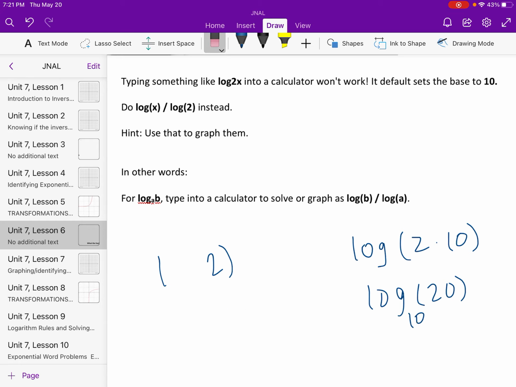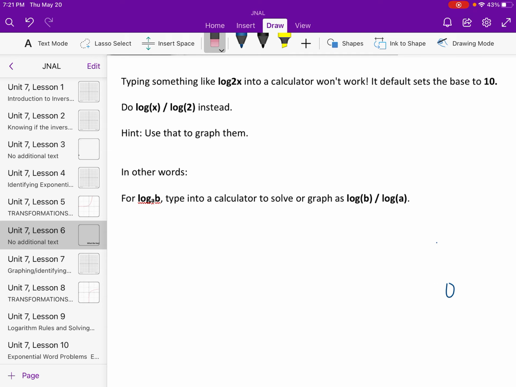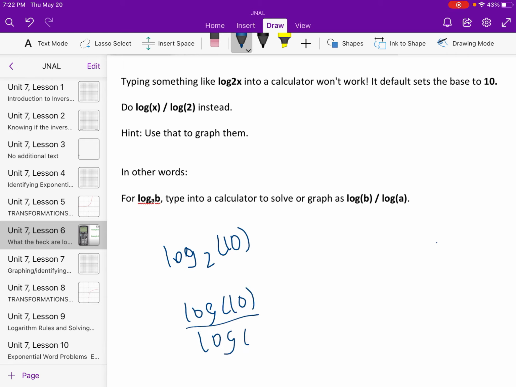So instead, if we were going back to this, where we have log base 2 of 10, you need to do log 10 divided by log 2. In other words, for log base A of B, you need to make it log B divided by log A. That's what you do.